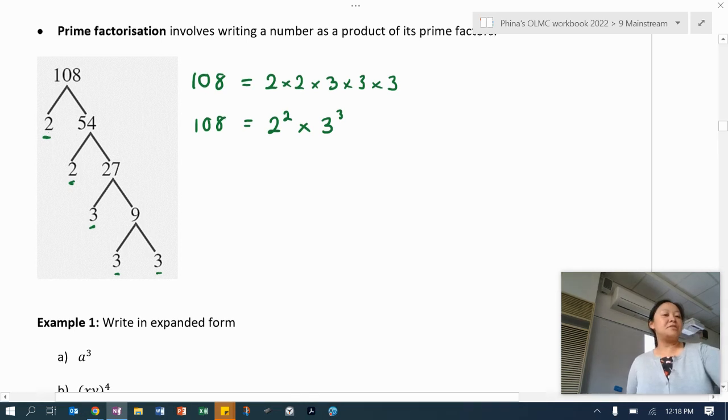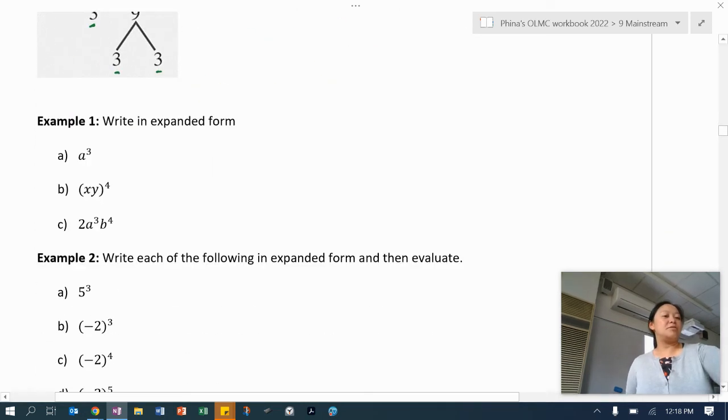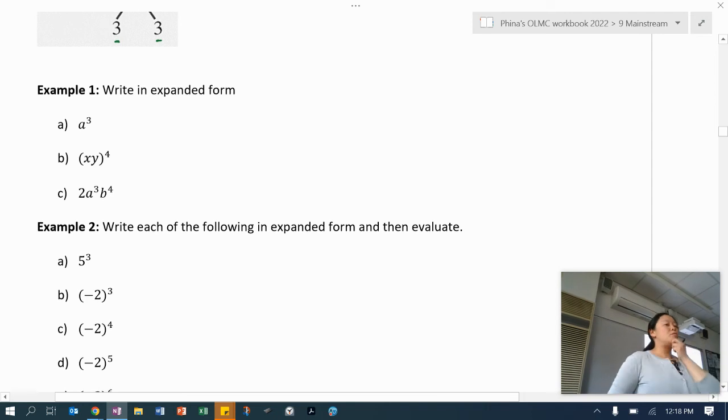Okay. So some examples. So we'll do more of those. Example 1 says write in expanded form. So basically this is a to the power of 3. So you just write it out. A times A times A. So just make sure you've got it written out the number of times the index is.